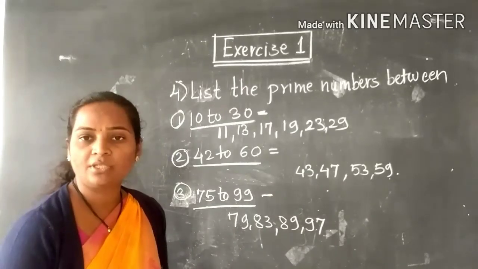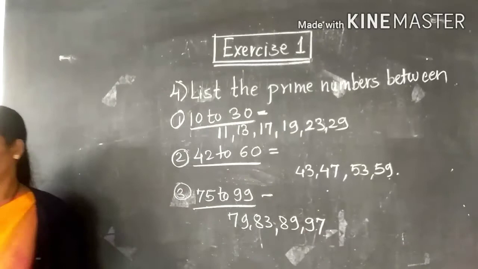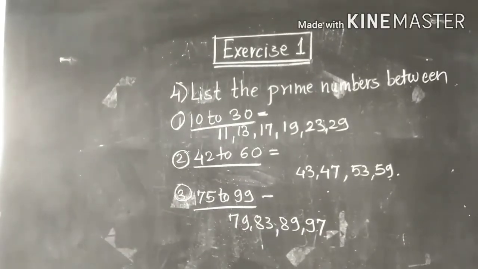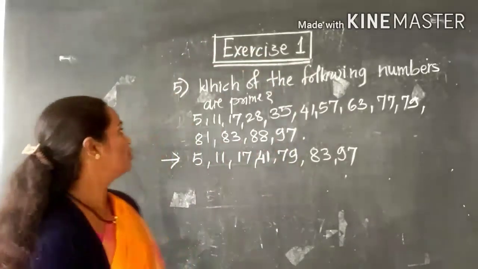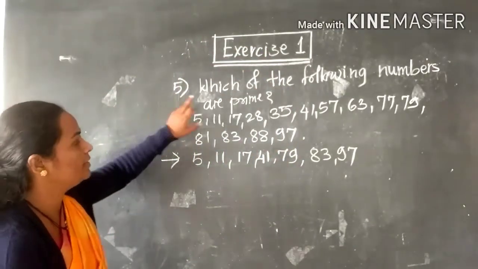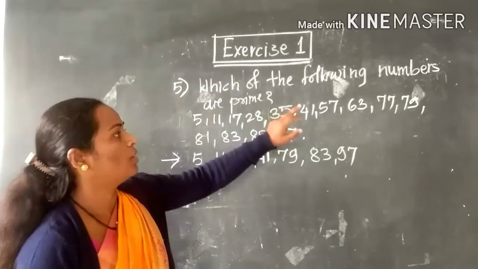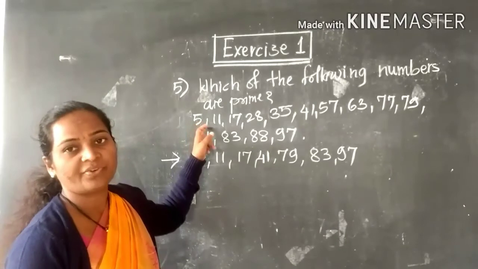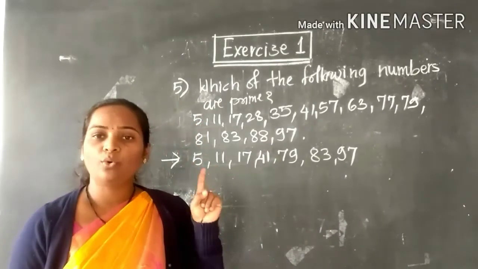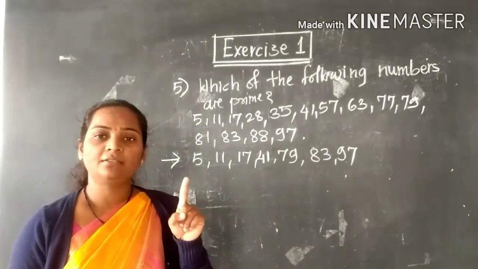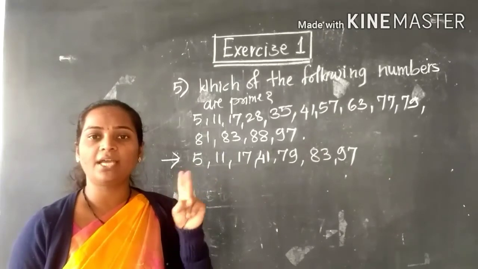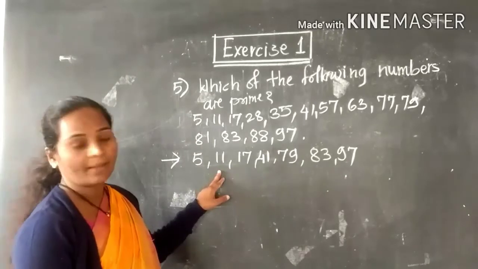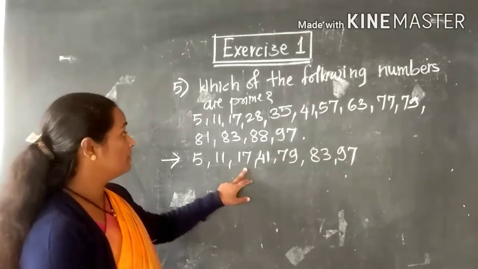We will turn towards question number 5 now. So here is your question number 5. What is your question? Which of the following numbers are prime? That you have to identify. See 5. Yes, it has only 2 factors, 1 and that number itself. So 5 is a prime number. Then 11 is a prime number. 17 is a prime number.